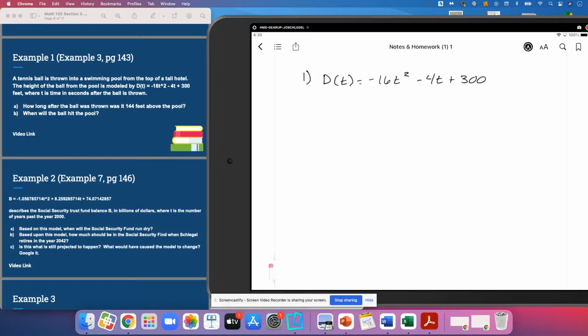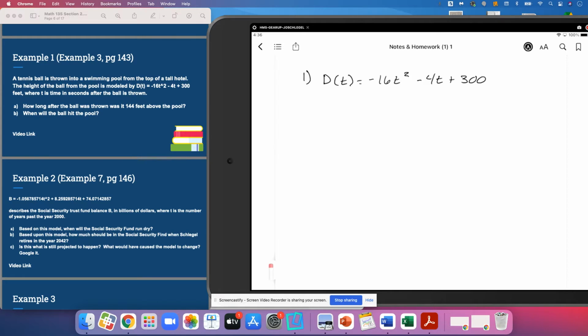So, for example, a tennis ball is thrown into a swimming pool from the top of a tall hotel, and the height of the ball from the pool is modeled by that function in feet, where t is the time in seconds after the ball is thrown. We are asked how long it will take until the ball is 144 feet above the pool. So we need to understand that d of t represents the height. It's the same thing as y.